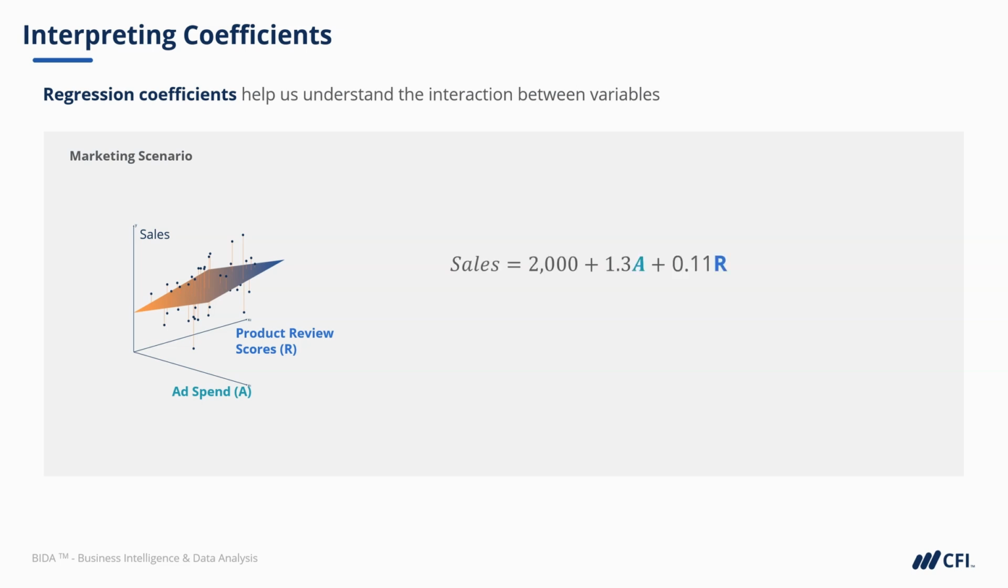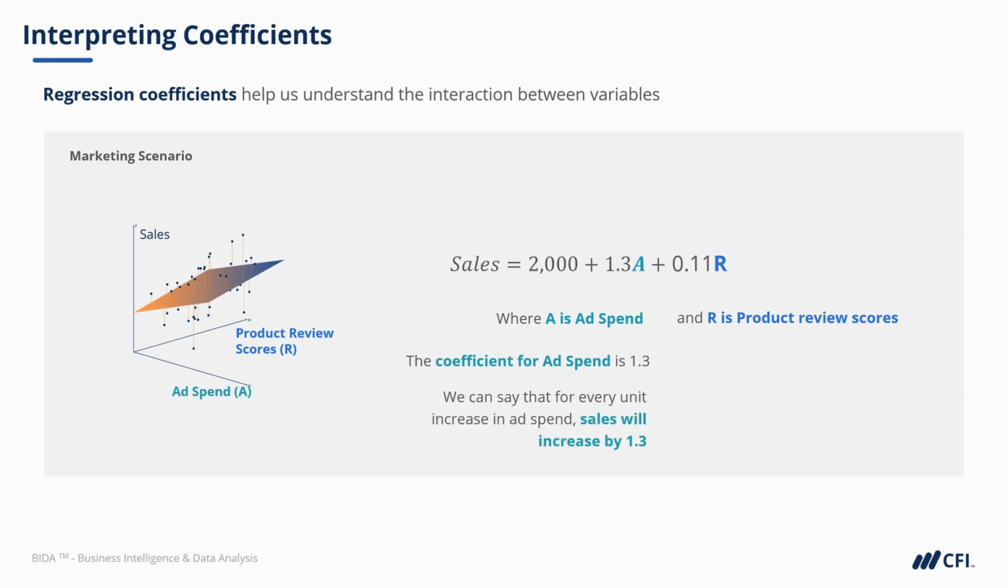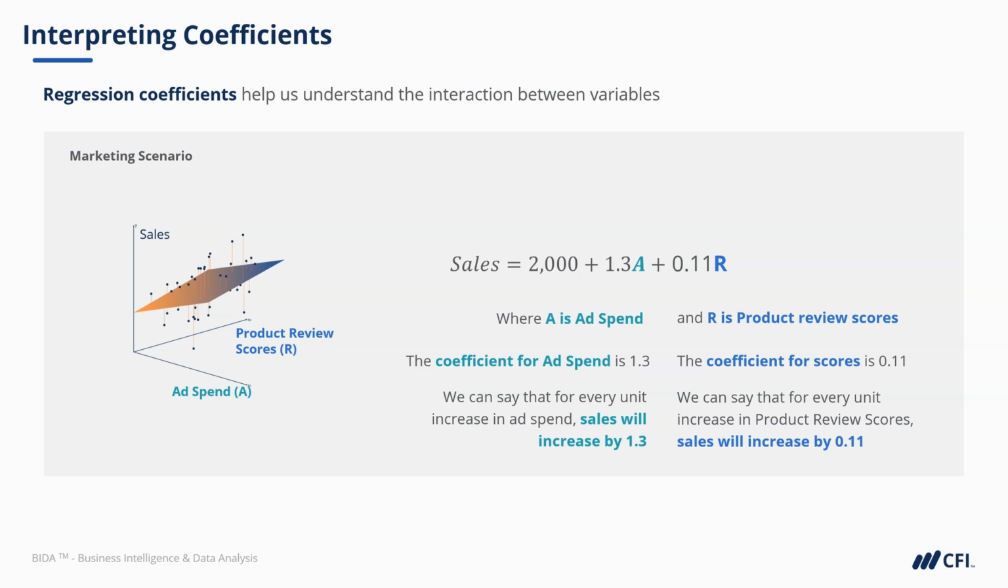Sales equals 2,000, so that's the intercept, plus 1.3a plus 0.11r. So a here is ad spend, and r is the product review scores. So the coefficient of ad spend is 1.3, and we can say that for every unit increase in ad spend, sales will increase by 1.3. Likewise, the coefficient for review scores is 0.11. So we can say that for every unit increase in product review scores, sales will increase by 0.11. So it's still a positive relationship, but the coefficient is smaller.